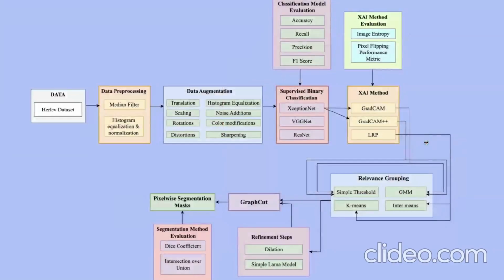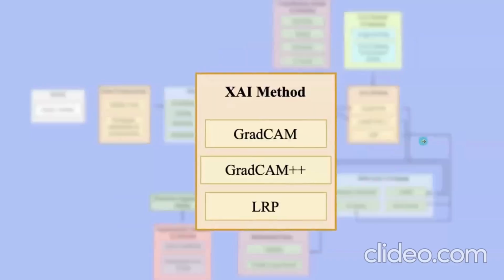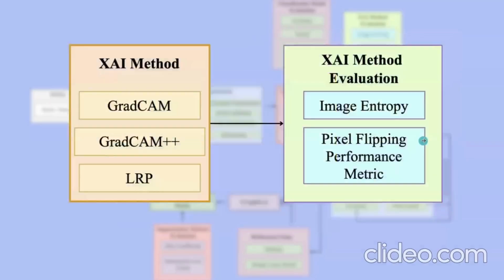Now let's discuss the application of the explainable AI methods, which is the crucial aspect of our study. We experimented with GradCAM, GradCAM++, and LRP to make our model's decision interpretable. And to evaluate the performance of these XAI methods, we used metrics like image entropy and pixel flipping performance metric.